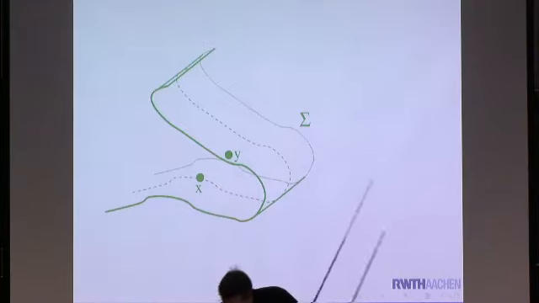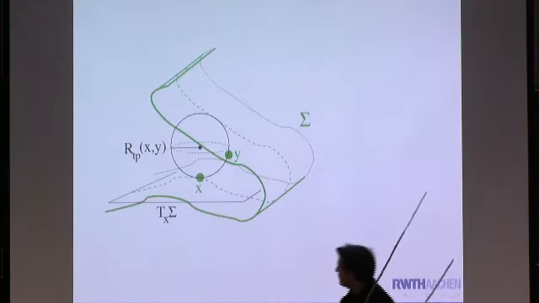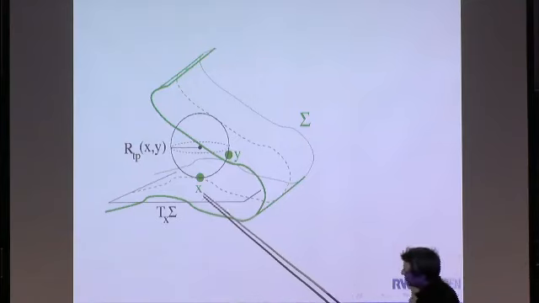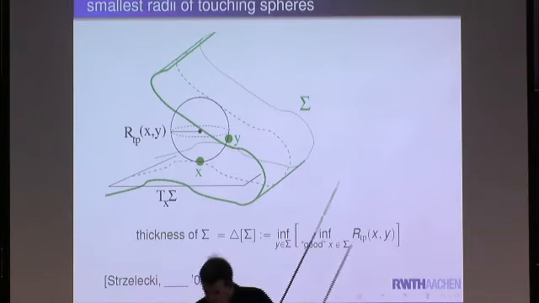So this looks like this. And the radius of that sphere, RTP, stands for tangent point radius, is also a multi-point function. It depends on 2 points on the surface and has a higher order contact here. And now we can do the same thing. We can look for the smallest such radius to define the thickness of the surface. And this is what we did.